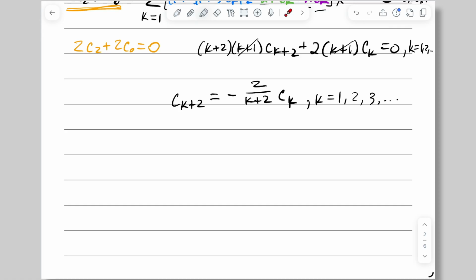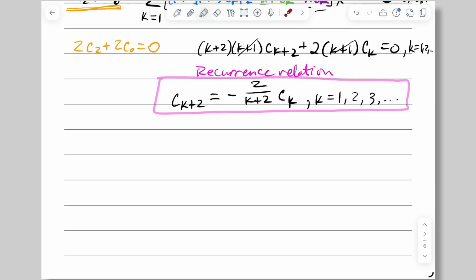The reason I always solve for the constant that has the highest subscript is because this is a recursive relationship. And if I know what c sub k is, then I can find out what c sub k plus 2 is through this formula. This formula is what we refer to as the recurrence relation. And as far as I'm concerned, if it doesn't have this k equals 1, 2, 3 from the summation that we had, then the recurrence relation is actually incomplete.